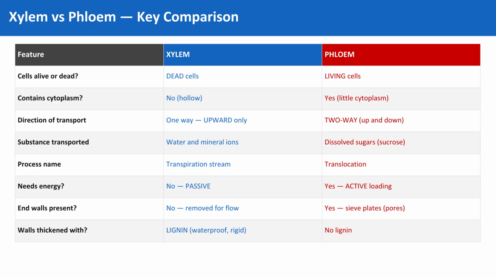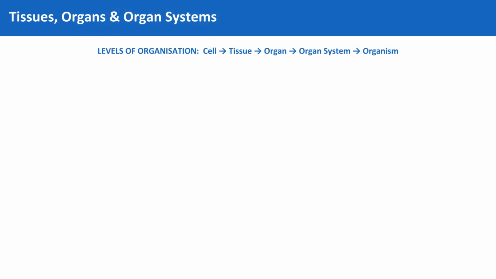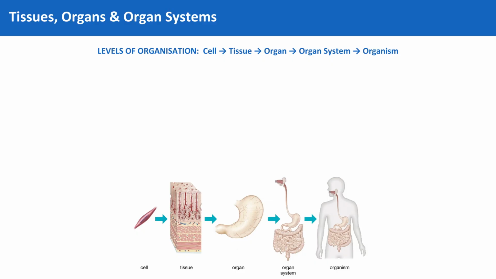Xylem doesn't require energy, it is passive, and phloem requires energy for active loading. Xylem has no end walls allowing free flow, while phloem has sieve plates with pores. Xylem walls are thickened with lignin, making them waterproof and rigid, while the phloem doesn't contain any lignin.